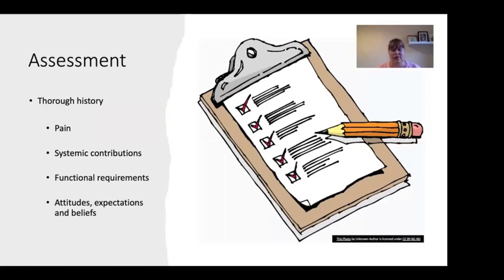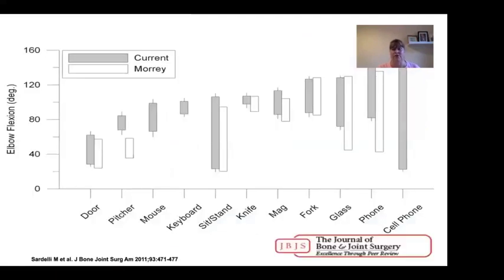But it's also really important to find out what the patient's attitudes, expectations, and beliefs are. Expectations are really crucial when looking at a patient with a stiff elbow. If they're expecting to get full range, they may well be disappointed. So it's important to actually discuss with them what their functional range is they need to perform everyday activities. And it's really important to find out about their fear avoidance beliefs as well, which we'll discuss later.